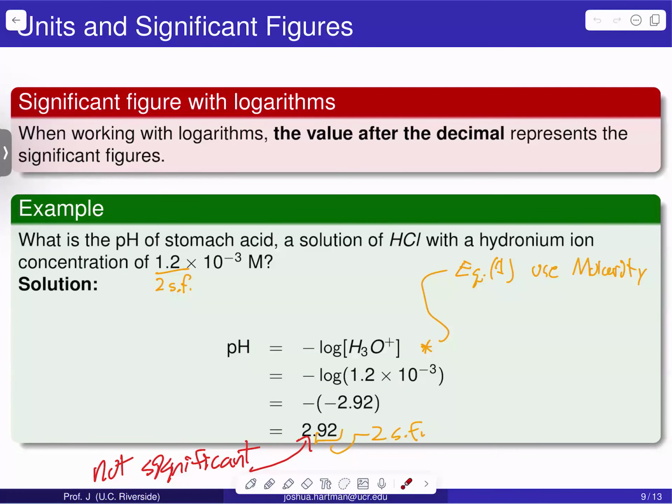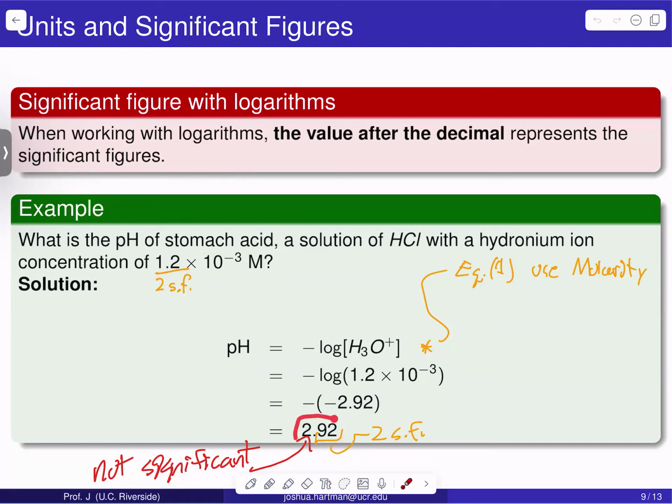So if we're given an example where we're asked to find the pH of stomach acid, and this is the problem we worked through previously, we started off with this concentration of 1.2 times 10 to the minus 3 molar, which of course is 2 sig figs. We're using equation 1, right? And we plug it in and we arrive at this value, and we previously reported this value, 2.92.